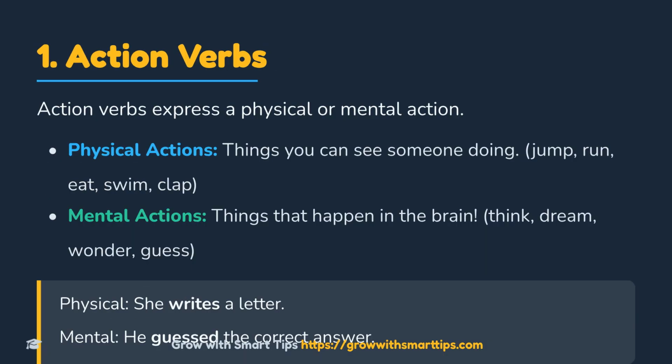First, let's look at action verbs. These express a physical or mental action. Physical actions are things you can see, like jumping or running. Mental actions happen in the brain, such as thinking or guessing.